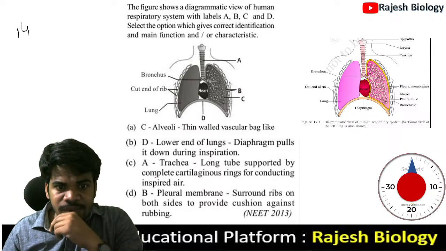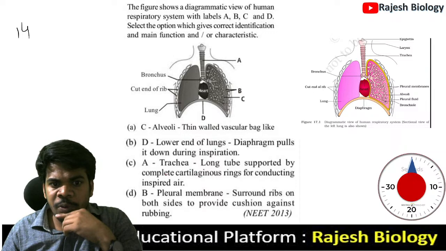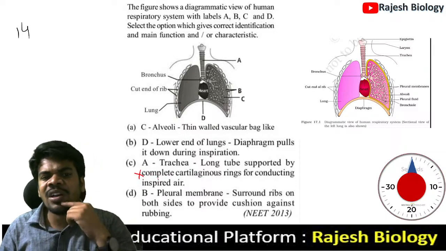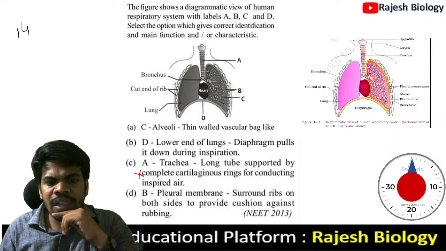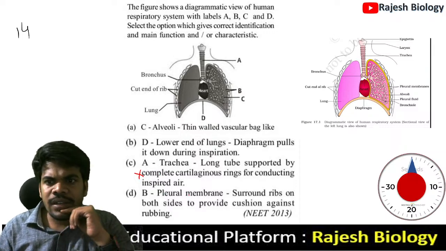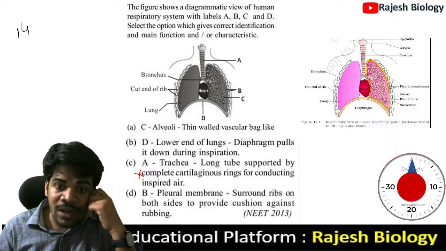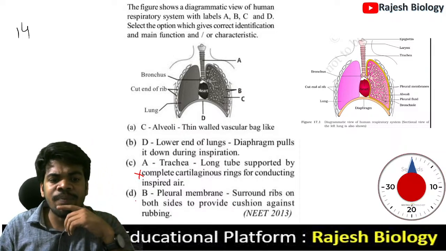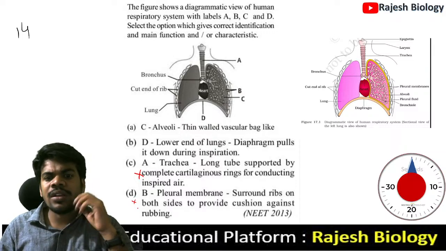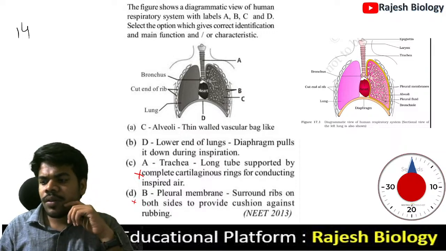A is trachea, a long tube supported by complete cartilaginous rings. No, it is incomplete C-shaped cartilaginous rings. B, pleural membrane. Is that correct? Yes. Surround the ribs on both sides to provide cushion against rubbing. No, pleural membranes are not the cushion.